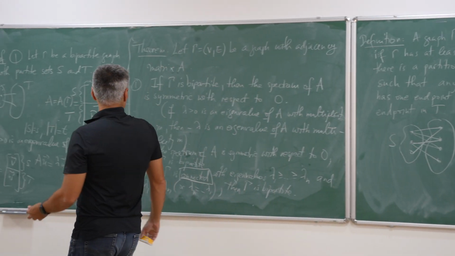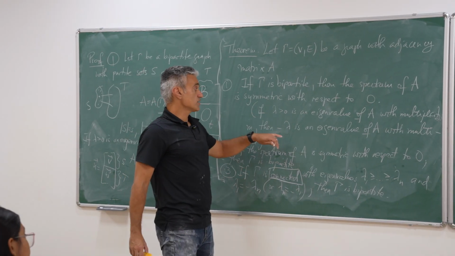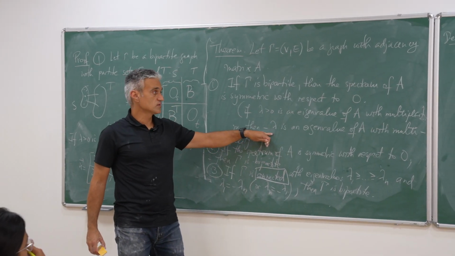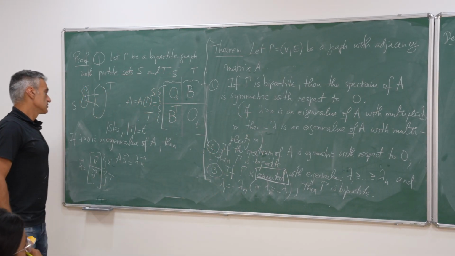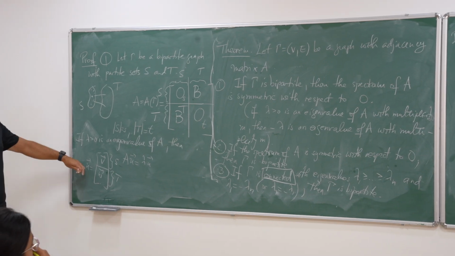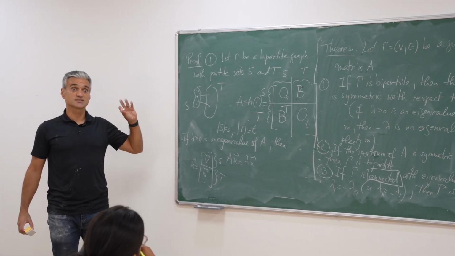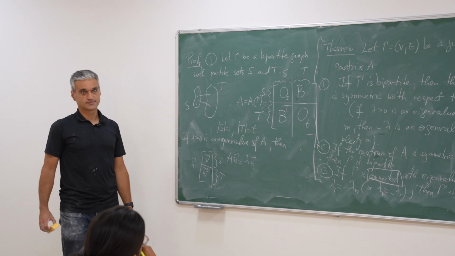And now you pick what do I want to show? If I have an eigenvalue, I can have a negative eigenvalue. So I have one eigenvector. Now I can try to guess an eigenvector for minus lambda.